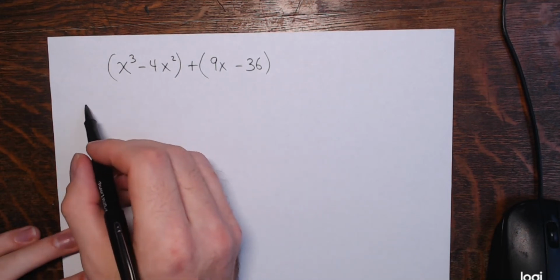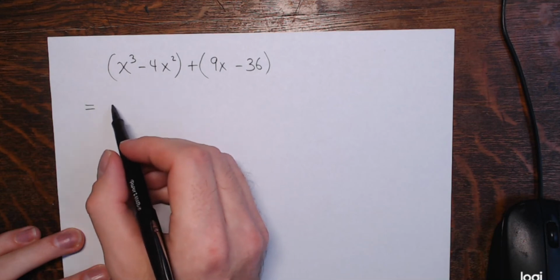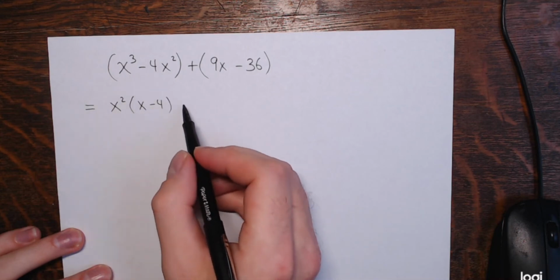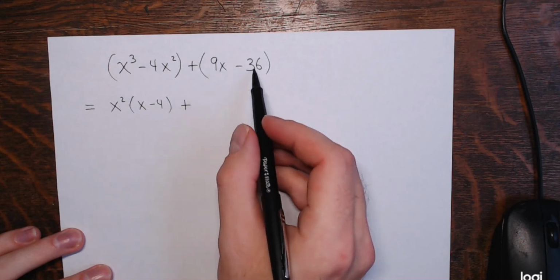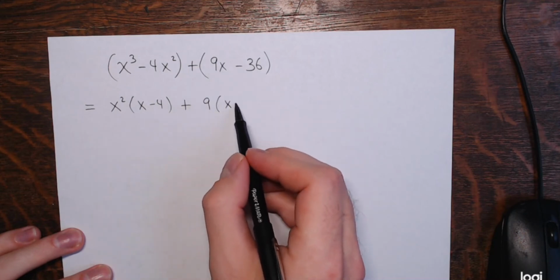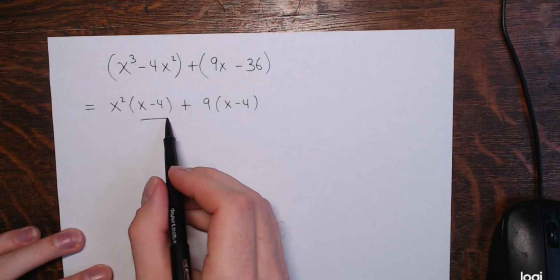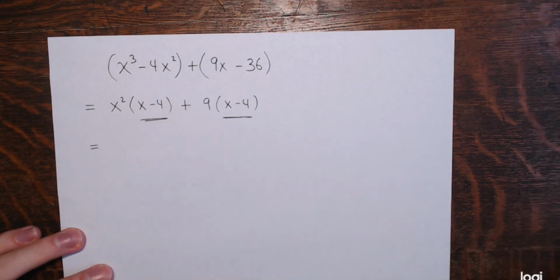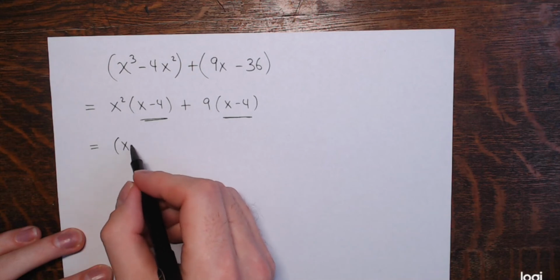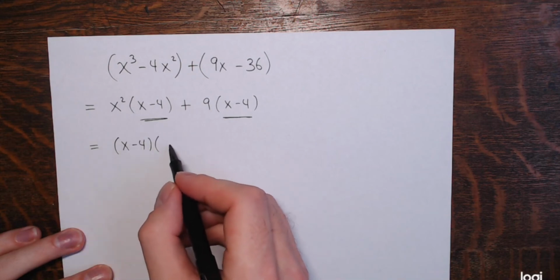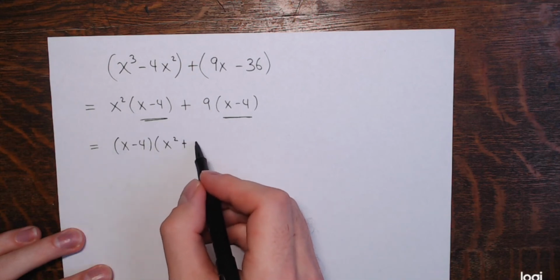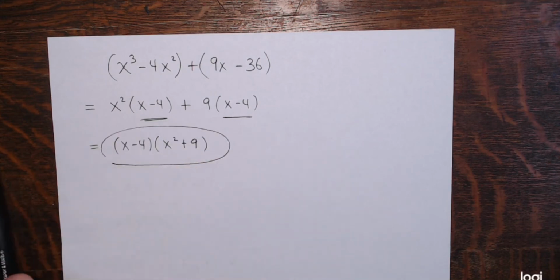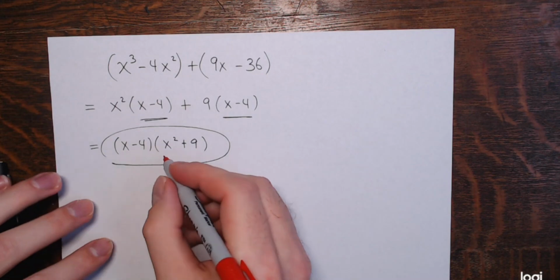Now if I factor the first group, x squared comes out, and I'd have x minus 4 remaining. Here 9 comes out, and then you have x minus 4 remaining again, and then both these products have x minus 4 in common. Alright, so you have x minus 4 coming out times x squared plus 9. And that's it. I know you might be thinking, hey, doesn't this factor?